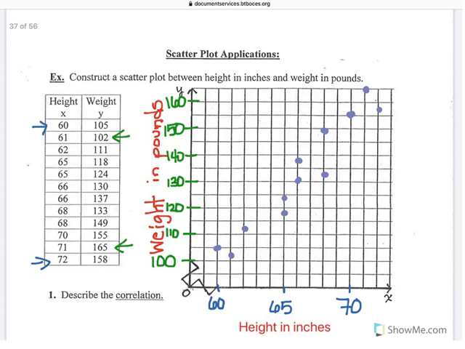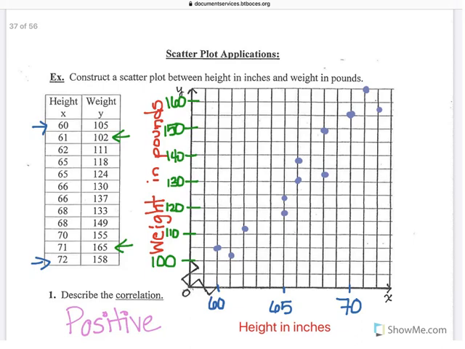And then the first question we're answering about the scatter plot says to describe the correlation. Remember, there are 3 types of correlations. There are a positive, a negative, and no correlation. Now this is clearly a positive because as the x increases, so as height increases, the y increases, which is the weight. So to describe the correlation, we are going to write positive.